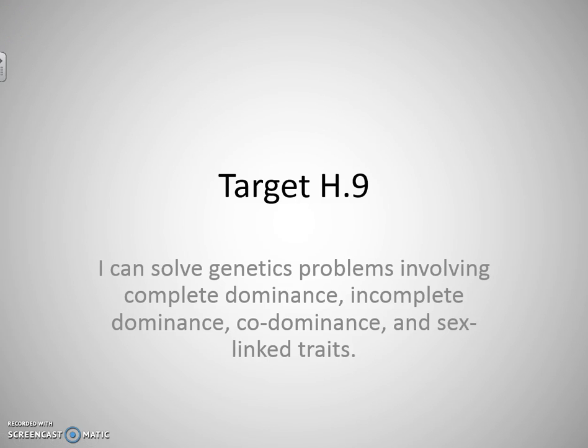Eckert, and we're going to go through target age 9, which says that you should be able to solve genetics problems involving complete dominance, incomplete dominance, codominance, and sex-linked traits. Now, as we go through the guided notes, basically we're going to go through how to do the Punnett squares for these, but of course this target mainly involves you solving problems using Punnett squares for these different types of inheritance patterns. So basically you need to do practice problems for each of these different kinds of inheritance.